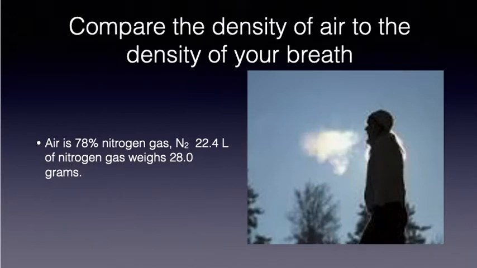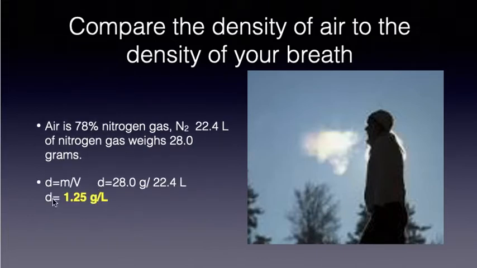So let's take a look at a gas application. Compare the density of the air you breathe in to the density of the air you breathe out. So if air is 78% nitrogen gas, I'm just going to assume that the density is made from the nitrogen gas. We see that we have 22.4 liters of nitrogen gas, weighs about 28 grams. So we put in our equation, D equals M over V. Density of the nitrogen is 28 divided by the 22.4 liters. And we get a density of 1.25 grams per liter.